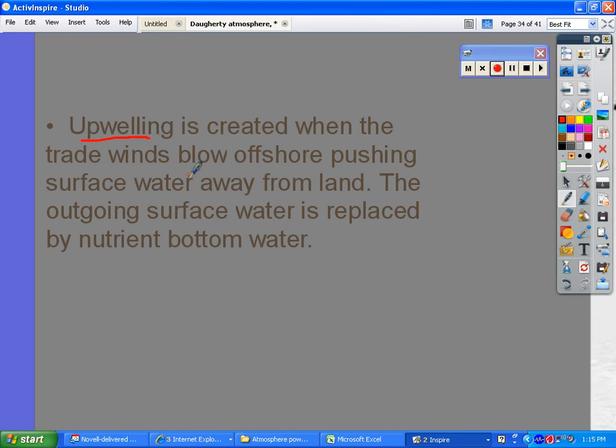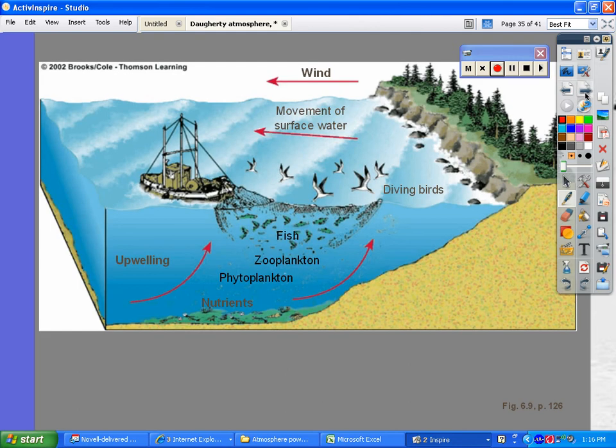Okay, and then we have something that's called upwelling. Upwelling is created when trade winds blow offshore, pushing surface water away from the land. The outgoing surface water is replaced by nutrient-rich bottom water. So let me see if I have a good picture of that. Oh, I do. Good. Okay, so as we have these currents, and a lot of times they're kind of convection cell looking, you get wind that moves this surface water, usually warm water, further out to sea, and when it moves it further out to sea, you get this cool water that's down here at the bottom of the ocean that usually has a lot of nutrients in it. It's able to rise up here, move in, and take the place of this warm water.